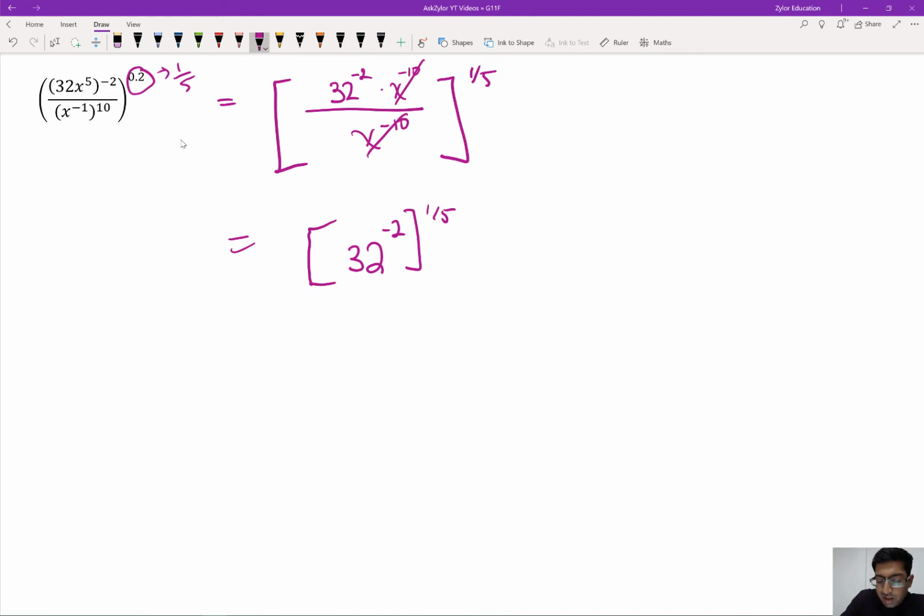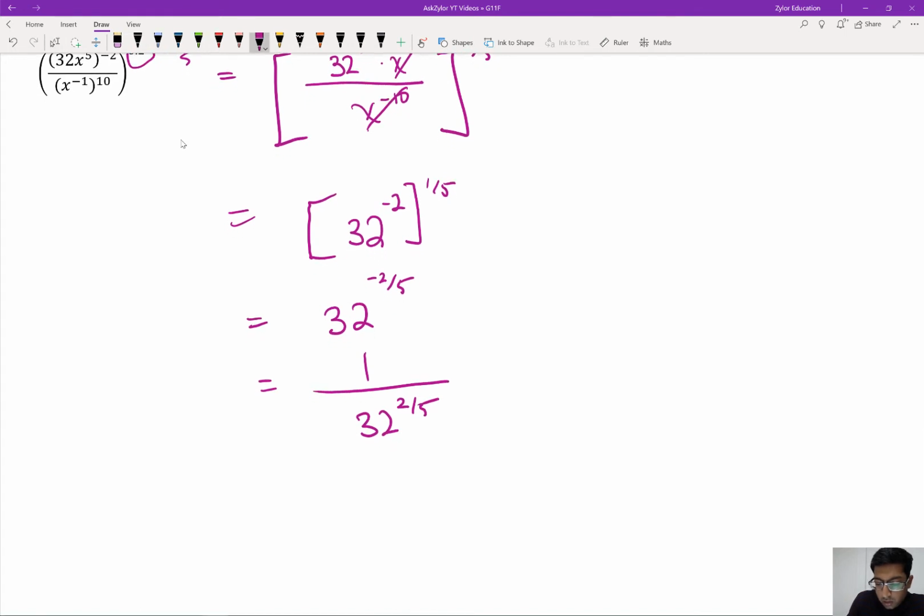Now before I raise 32 to the power of negative 2, what I'm going to do is multiply the exponent, so that gets me 32 to the power of negative 2 over 5, which is the same as 1 over 32 to the positive 2 over 5. And now I'm going to take the fifth root before I square. So I'm going to write this as the fifth root of 32 to the power of 2. And the fifth root of 32 is a nice number. It's just 2, and then 2 squared is 4. So the final answer is a quarter.